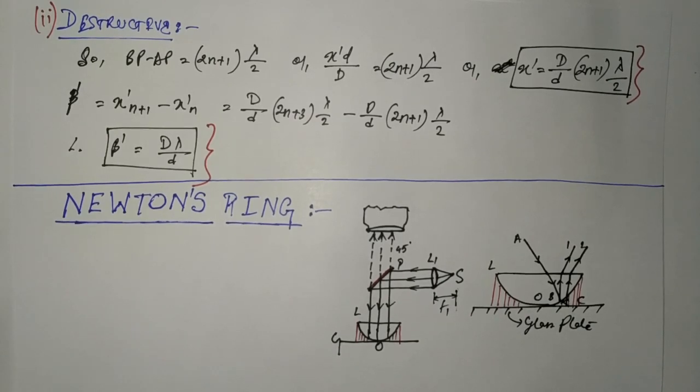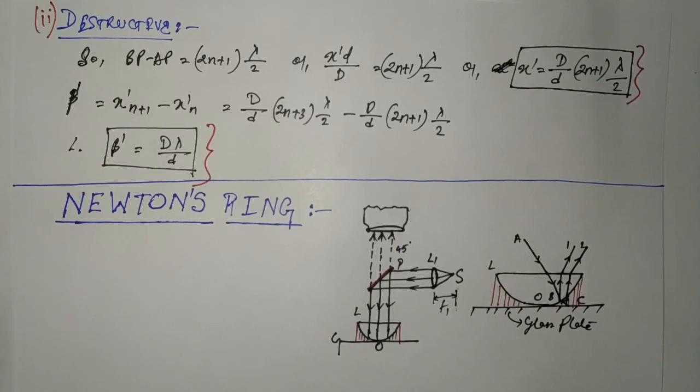So now, understanding this phenomenon and this experiment, I'll be writing the formulas that you all have to remember. As you can see, this air trapped, or this layer of fluid trapped in between the lens and the glass plate, plays a very vital role in Newton's ring experiment.